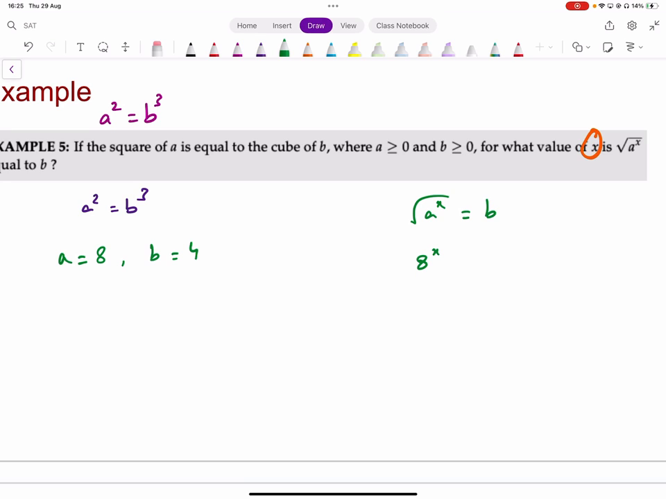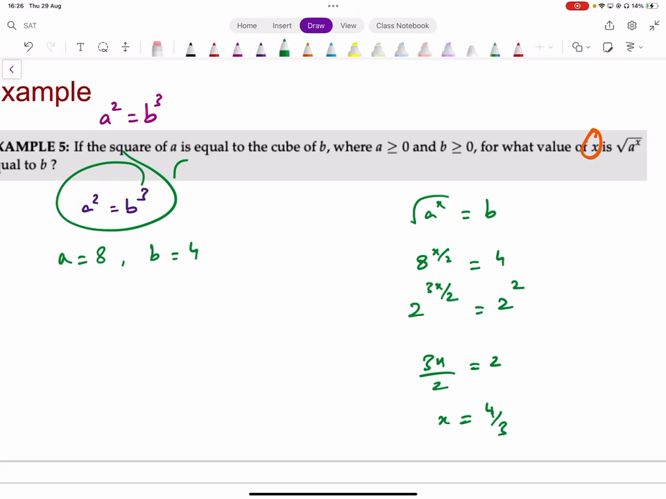8 raised to the power x, and then square root of that, it becomes x over 2 equals 4. You can write that as a power of 2. This becomes 2 raised to the power 3x over 2, and this is 2 raised to the power 2. So 3x over 2 equals 2, and x is equal to 4 over 3. This could be another way of thinking about this, if you can figure out one pair of values for a and b like this. But you cannot always do this. Sometimes it works, sometimes it doesn't. So the other method that we did was the general method that would work for any kind of problem like this.